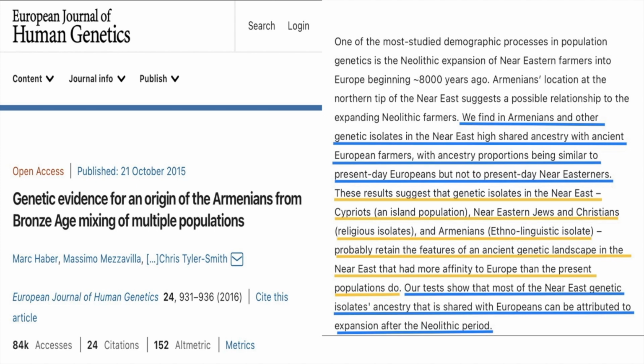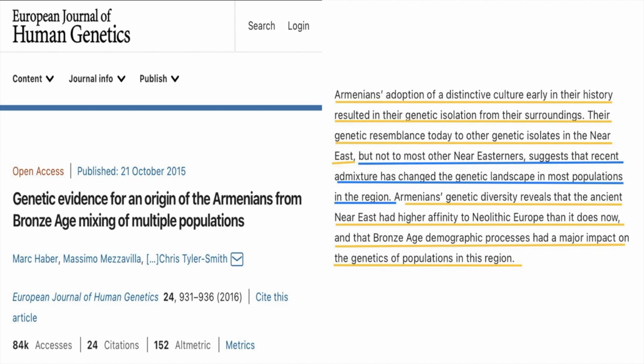So continuing, it says, our studies show that most of the Near East genetic isolates' ancestry that is shared with Europeans can be attributed to expansions after the Neolithic period. And those expansions are likely referring to the Yamnaya expansions, the Proto-Indo-European expansions. So Armenians' adoption of a distinctive culture early in their history resulted in their genetic isolation from the surroundings. Their genetic resemblance today to other genetic isolates in the Near East, but not to most other Near Easterners, suggests that recent admixture has changed the genetic landscape in most populations in the region.